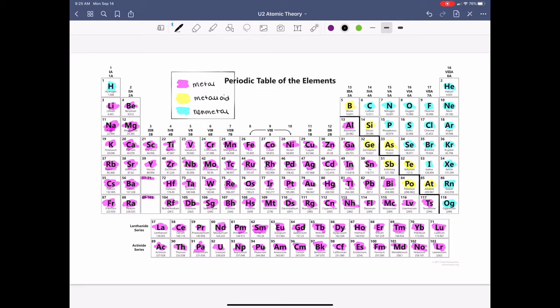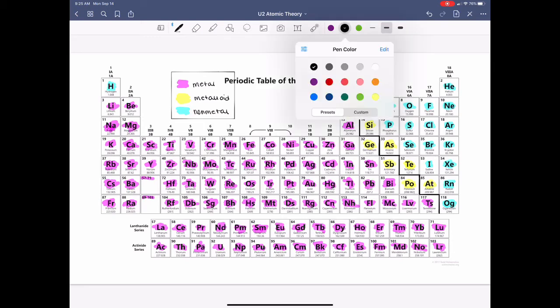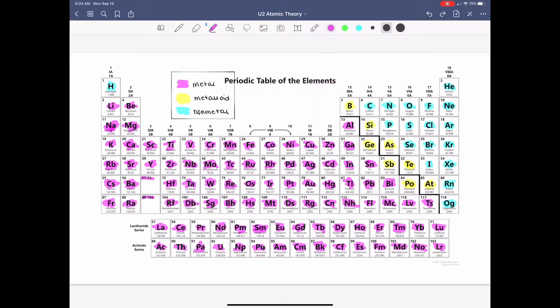So if we look here, notice that it said metalloids are along your staircase. So you should see a bold black line on your periodic table. That is your staircase. See how it looks like a little staircase? All right. So along that staircase, you will see your different metalloids: boron, silicon, germanium, arsenic, antimony, tellurium, polonium, and astatine. All right. Those are all metalloids. On the left side of that staircase, you will see all of your metals, all right?